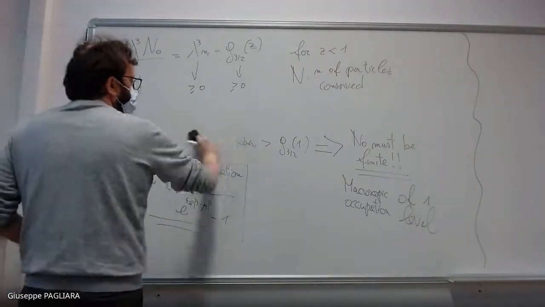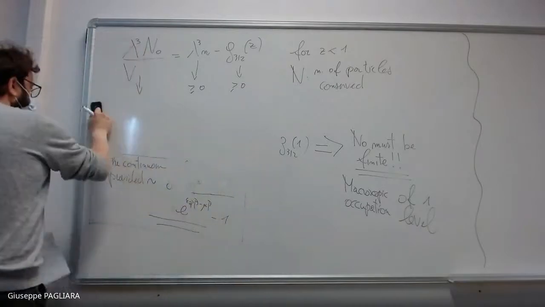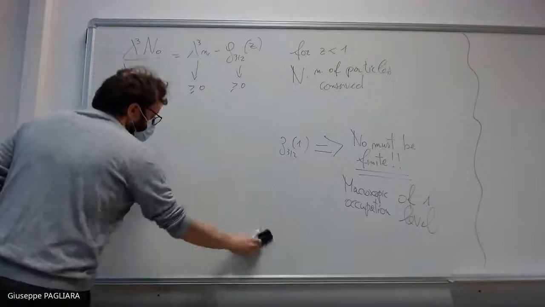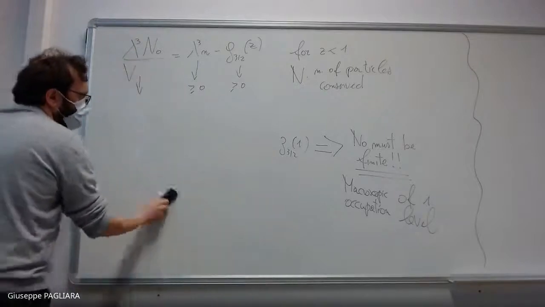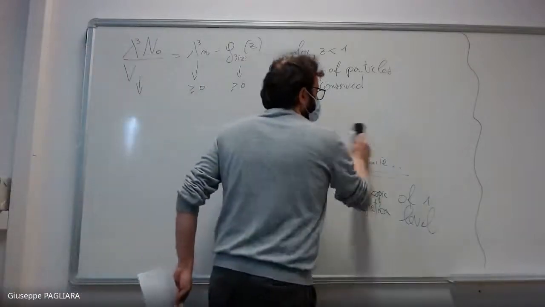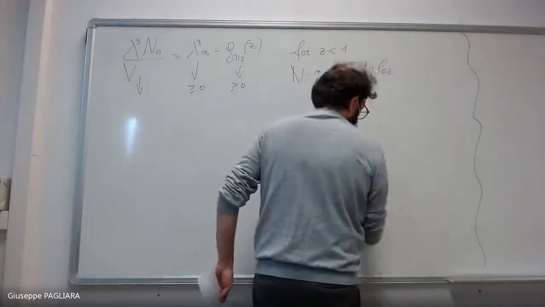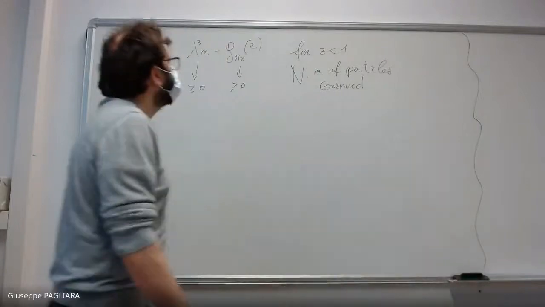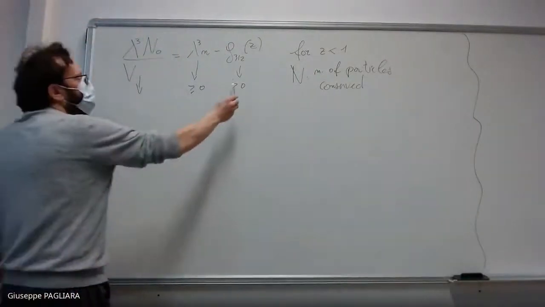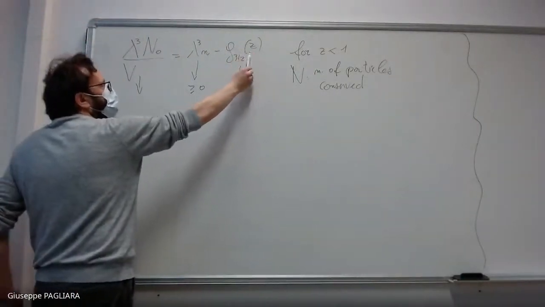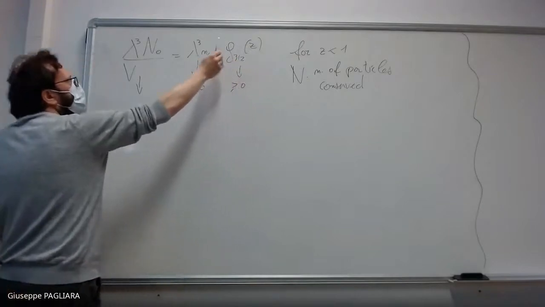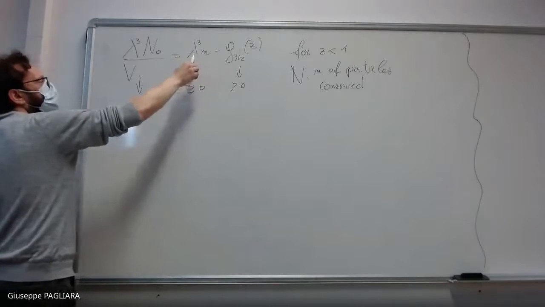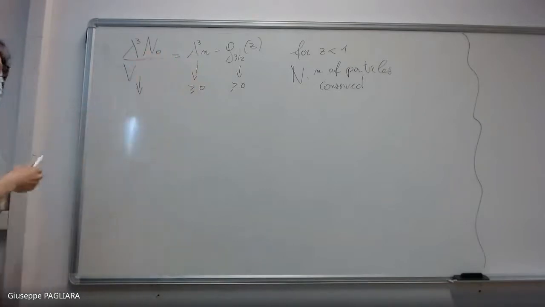Now we will see in a moment the consequences of this observation. But let me repeat again. The situation here is the following: when z is equal to 1, this is the maximum, and therefore, if this number is fixed, the only way to satisfy this equation is that n_0 is finite.